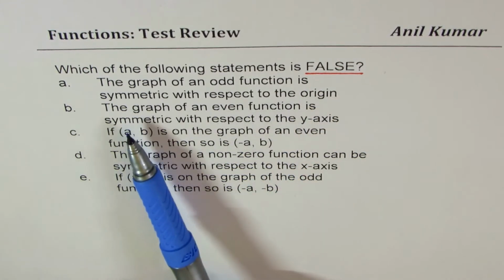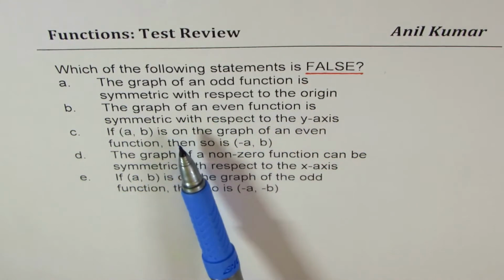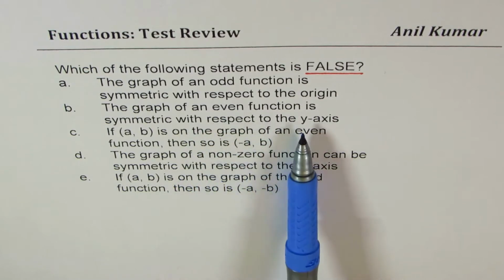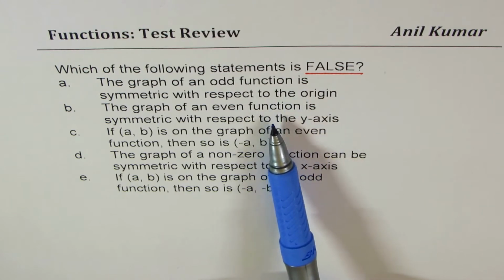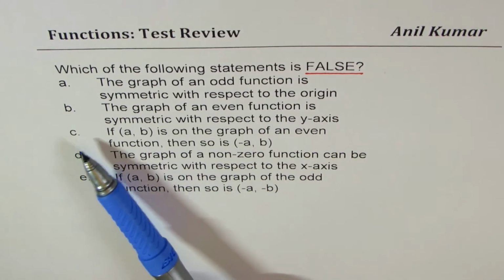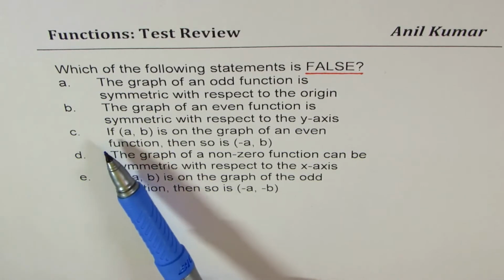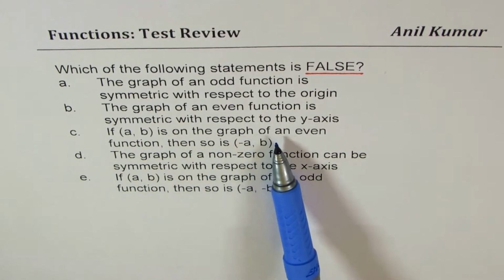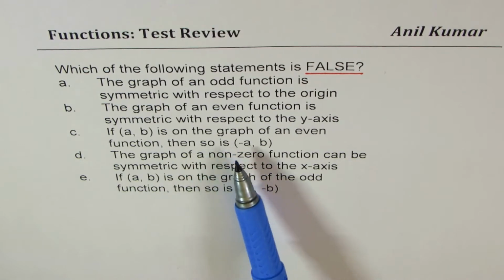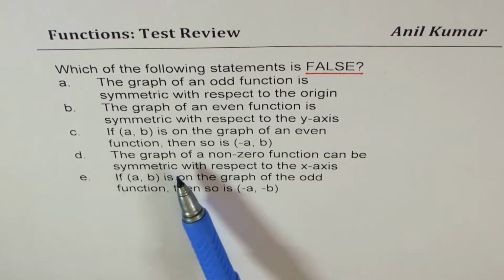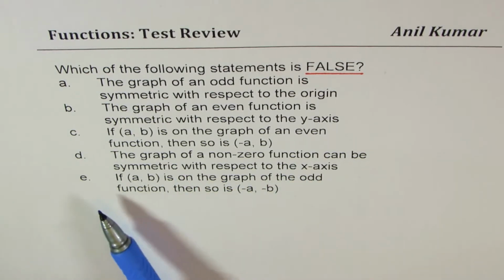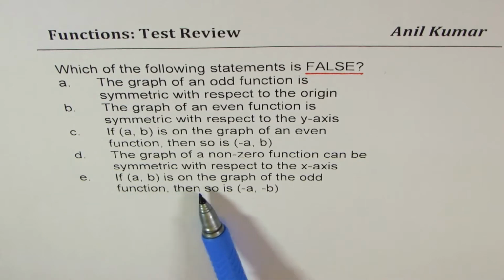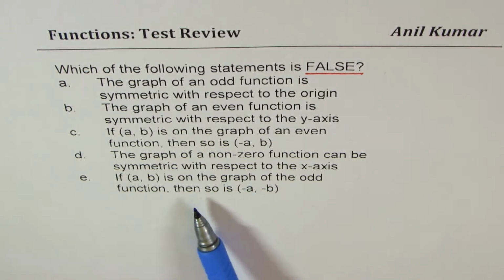That is correct. The graph of an even function is symmetric with respect to the y-axis. That is also correct. So that is the basic of defining odd and even functions, right? Now I'll not tell you which one of these three is not correct. If a, b is on the graph of an even function, then so is minus a, b. The graph of a non-zero function can be symmetric with respect to the x-axis. If a, b is on the graph of an odd function, then so is minus a, minus b.